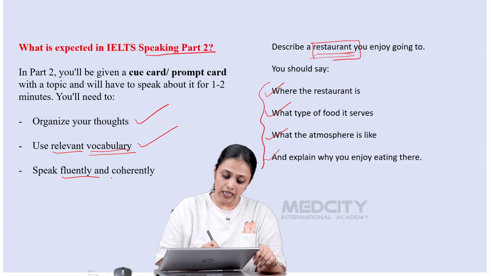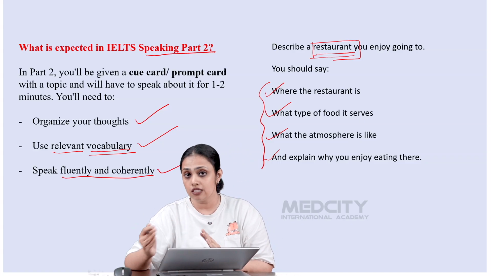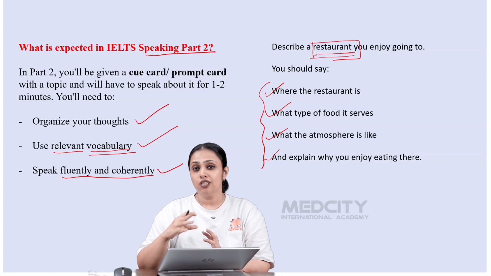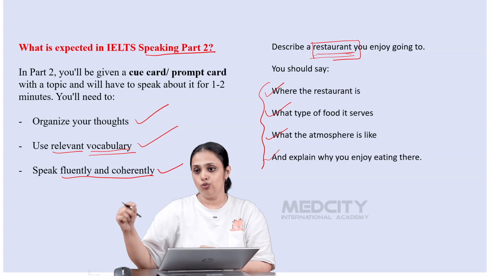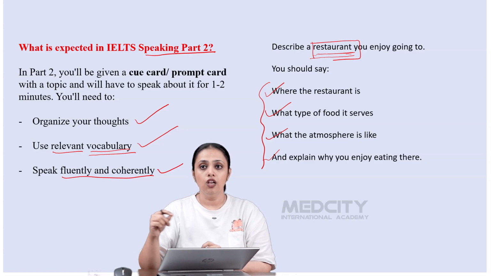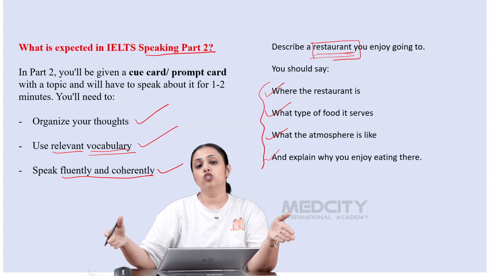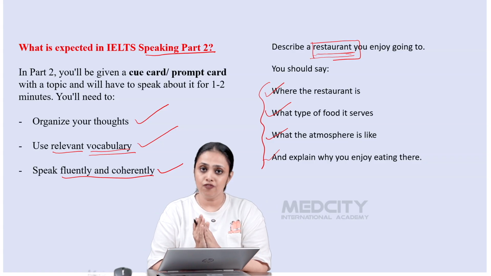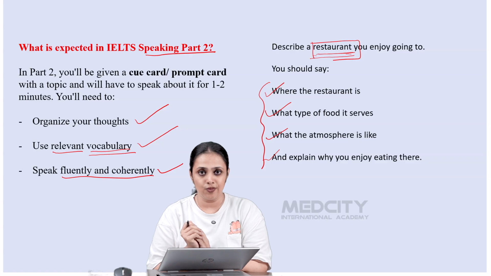Then speak fluently and coherently. Of course, you are going to speak at a length of 2 minutes continuously. So make sure that you're speaking fluently without unnecessary pauses or hesitation. And the ideas that you connect together are logically related one after the other, because at a stretch you're going to speak for 2 minutes. So there shouldn't be any mismatch of ideas and there shouldn't be any evident pauses when you speak.